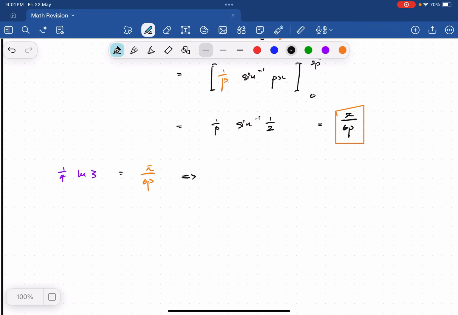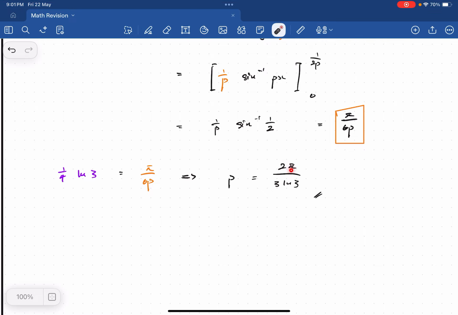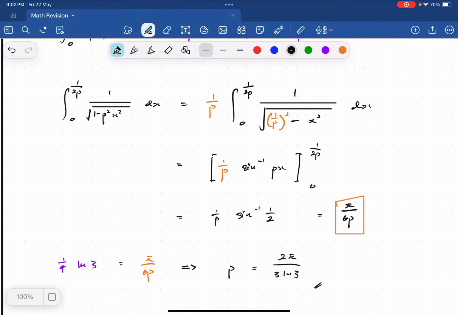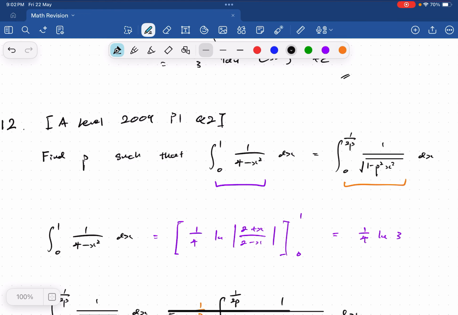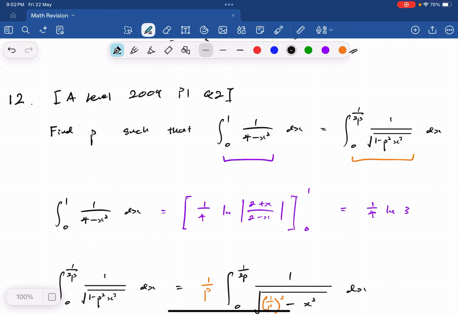So if I rearrange, p is already the subject. So I'm just going to cross multiply. I will see that p is 2 pi over 3 ln 3. Okay, and this is already in exact form because this is an exact constant. Ln of something is also exact. Okay, so just because it's not numbers, it's still in exact form. Okay, it counts as exact form. So that is two of our integrals for today done.